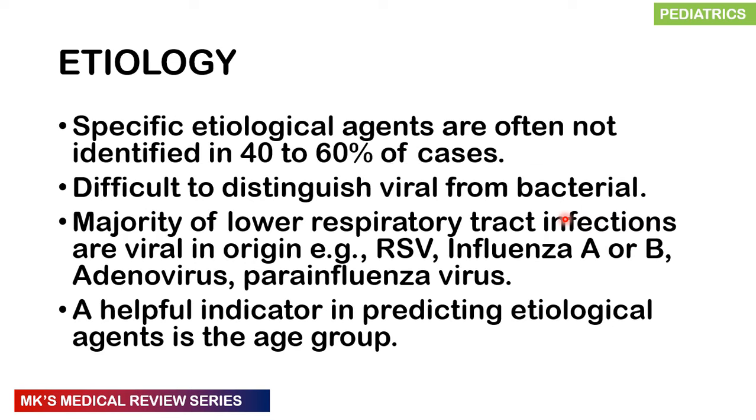Remember that in about 40 to 60% of the cases, we actually do not find an etiological cause, and it's very difficult, like I say, to distinguish between the viral and bacterial causes, but the majority of the lower respiratory tract infections are going to be attributed to viral causes: respiratory syncytial virus, influenza type A or B, adenovirus, as well as parainfluenza virus. A helpful indicator that can actually help you predict the possible etiological cause and thereby guide your antibiotic choice is going to be the age group of the child.